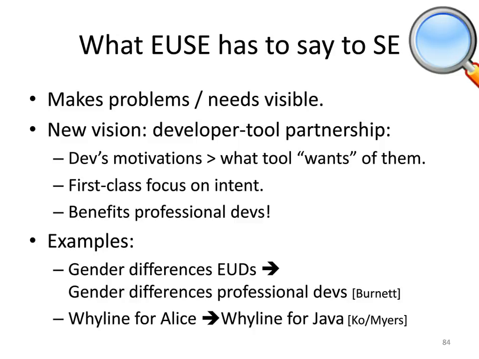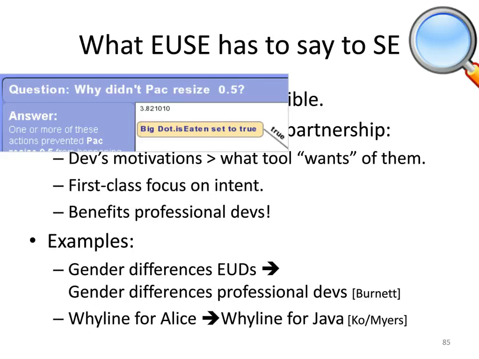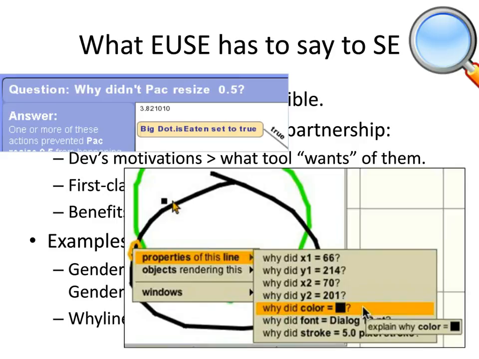For example, the gender differences that Laura Beckwith found in end-user developers turned out to also be the same kind of gender differences that were being experienced by professional developers. And here we're talking about in tools themselves, with implications for how tool features should change. Another example is the Y line for Alice, which I showed earlier. There's a little picture to remind you of that why question. That ultimately led to the Y line for Java to benefit professional programmers.